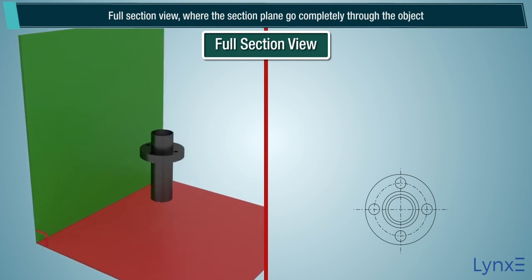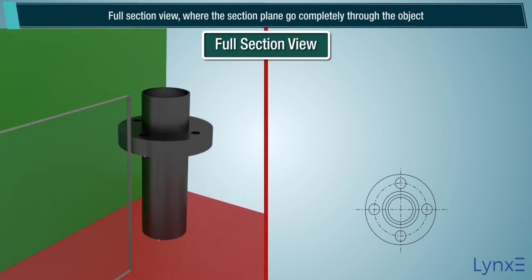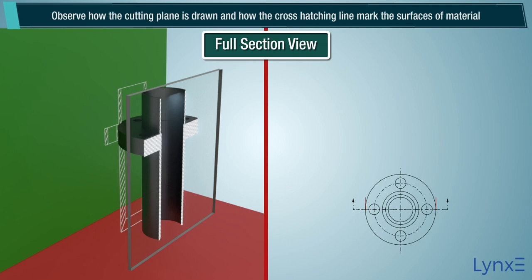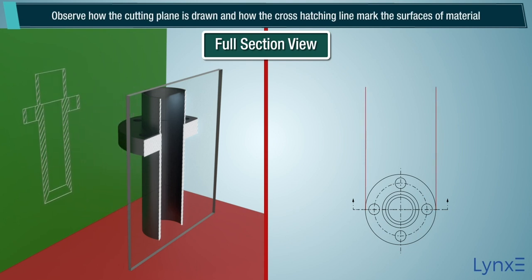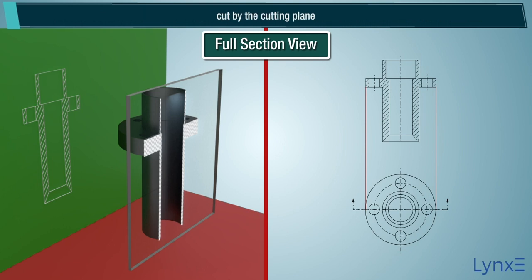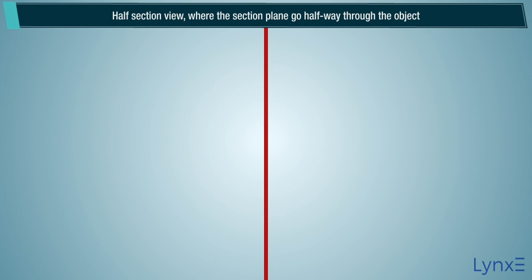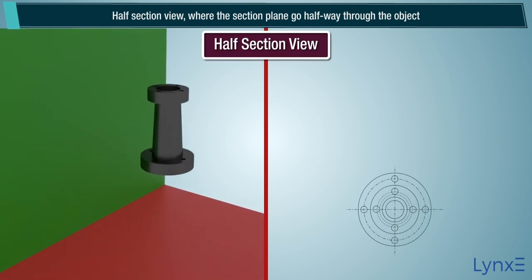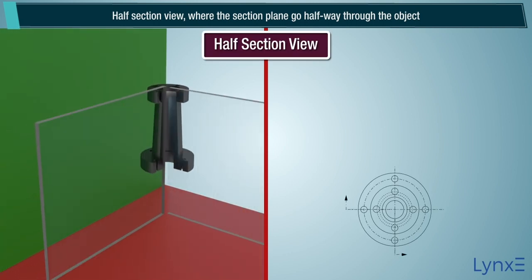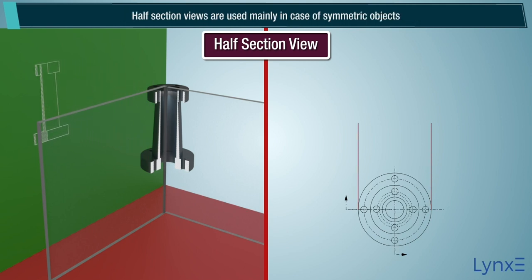Full section view, where the section plane goes completely through the object. Observe how the cutting plane is drawn, and how the cross-hatching lines mark the surfaces of material cut by the cutting plane. Half section view, where the section plane goes halfway through the object. Half section views are used mainly in the case of symmetric objects.